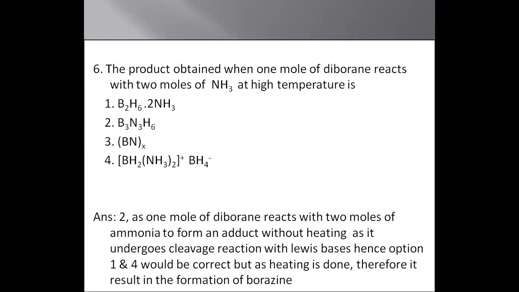Here we have to keep in mind that whenever diborane is treated with Lewis bases, Lewis bases are those compounds which donate a pair of electrons. Ammonia has a lone pair of electrons on nitrogen which it can easily donate, so ammonia also acts as a Lewis base. When diborane is treated with a Lewis base, adducts are definitely formed. But apart from forming an adduct, the temperature is also considered here. So that is the reason it is giving us the second option.